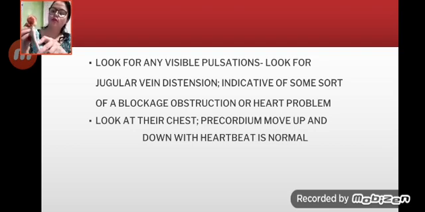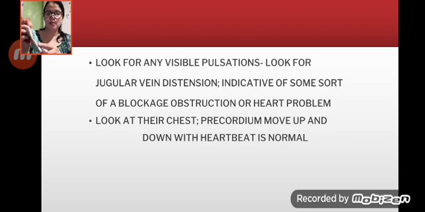So you need to check for this one. If there is a pulsation there, this is an indication of some problem also. In some babies, it's normal to see the jugular vein, but you need to check if there is pulsation or bounding pulsation in the jugular vein. If there is a distended jugular vein, you need to report that to your pediatrician.